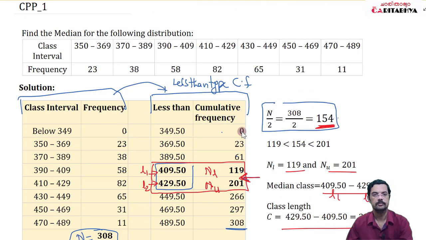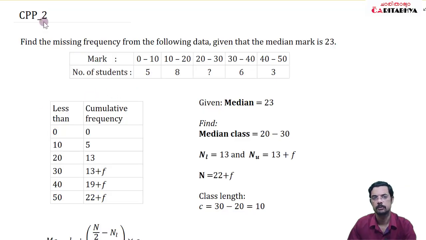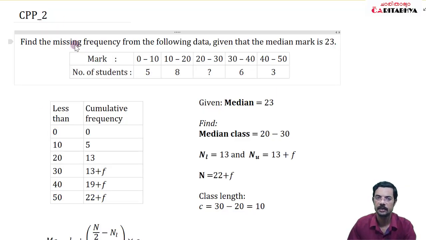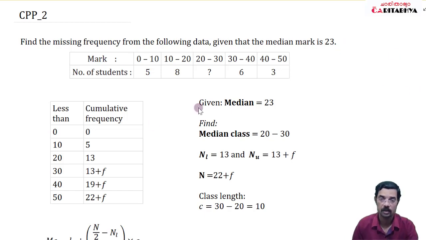Next problem is the concept practice problem 2. Here in this case, what is available to us? Find the missing frequency from the following data, given that the median mark is 23. The table is given where a frequency is missing. Suppose f is the missing value. We know that the median is 23.